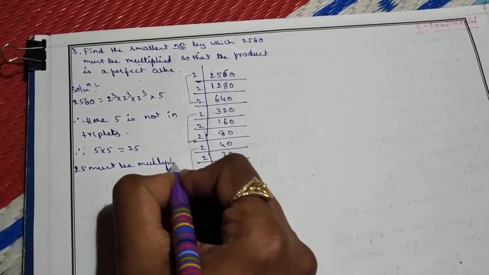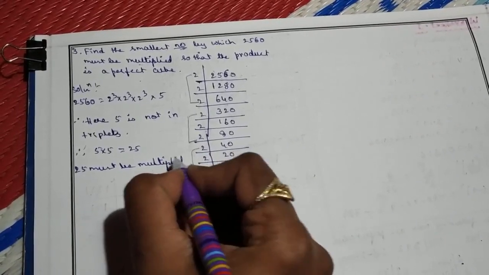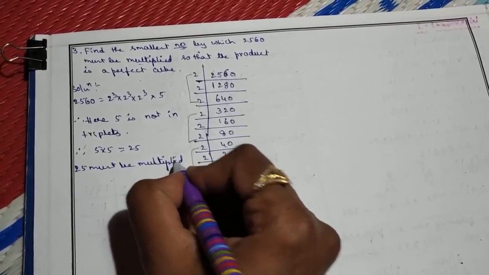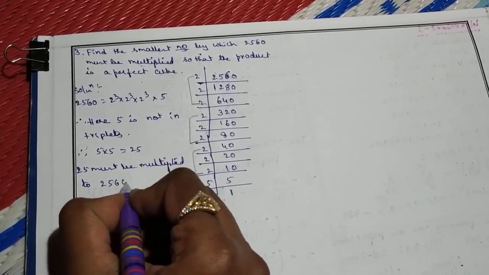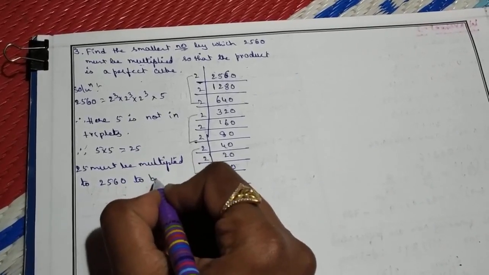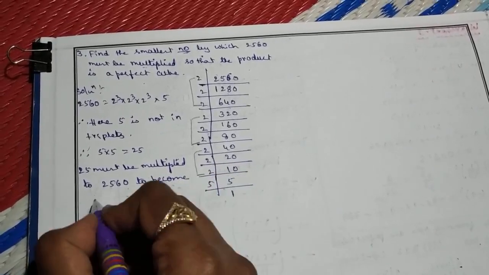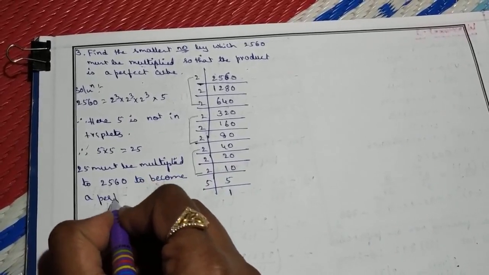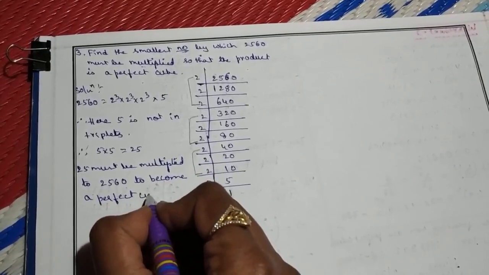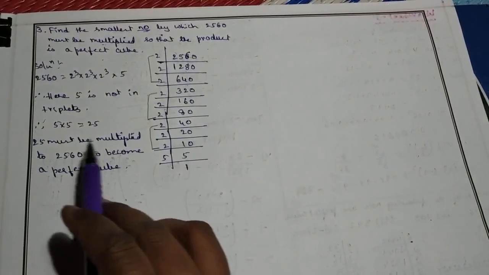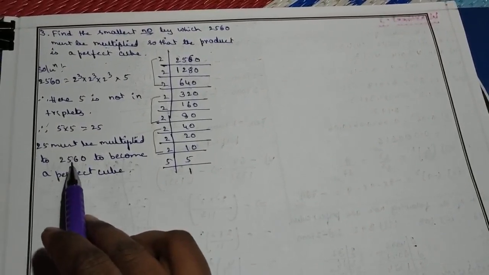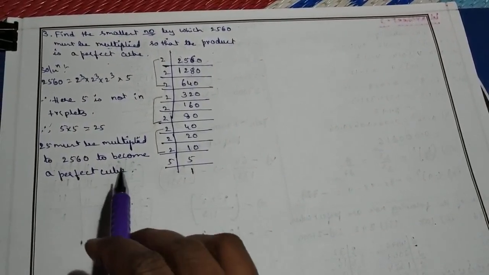25 must be multiplied to 2560 to become a perfect cube. Hope this is clear, children. That is, 25 must be multiplied to 2560 to become a perfect cube.